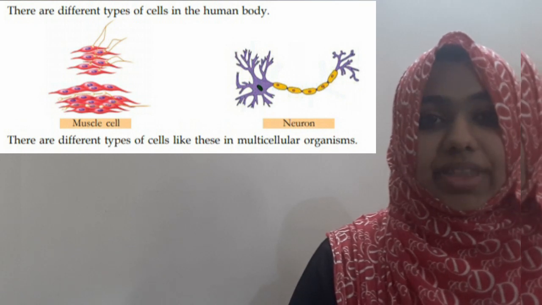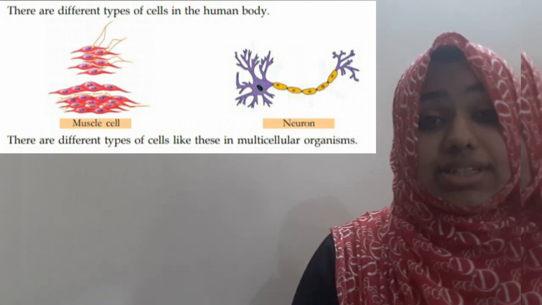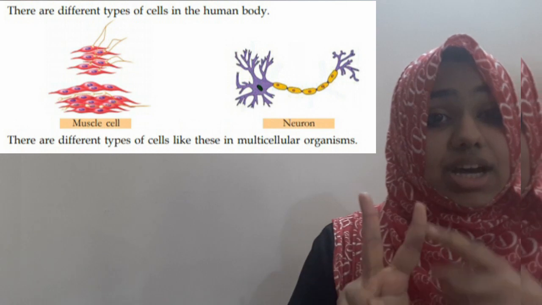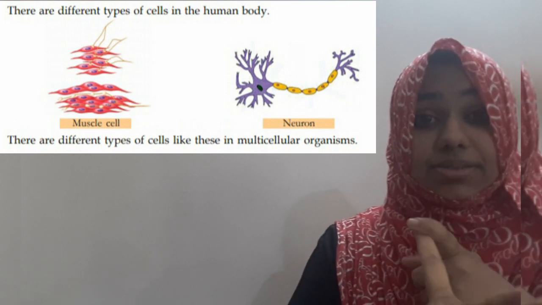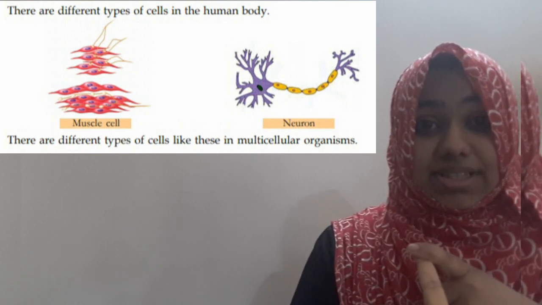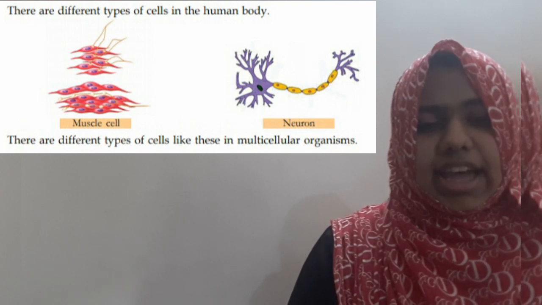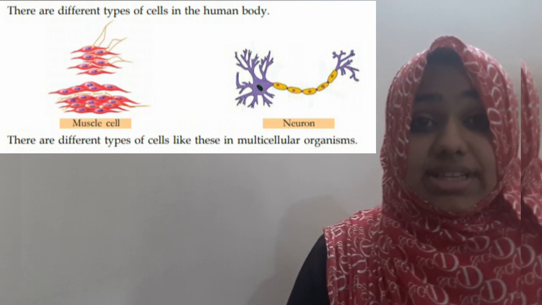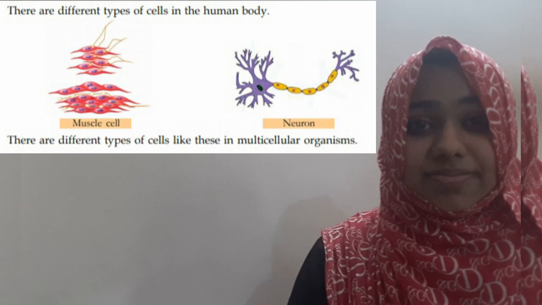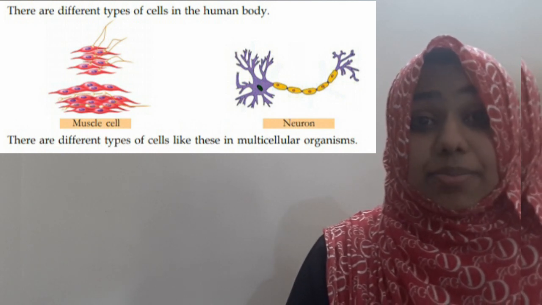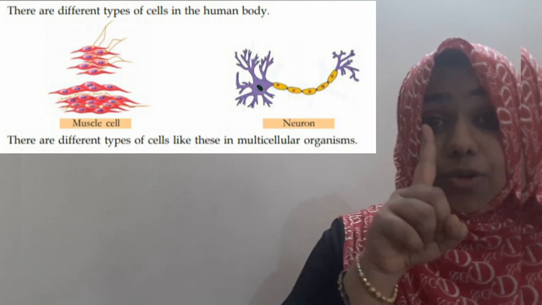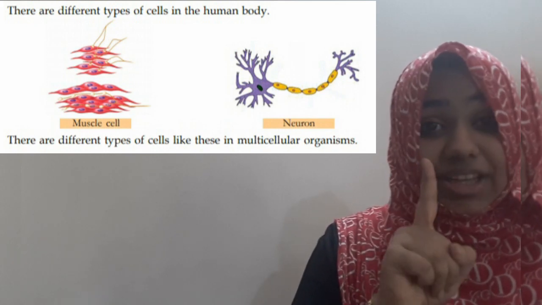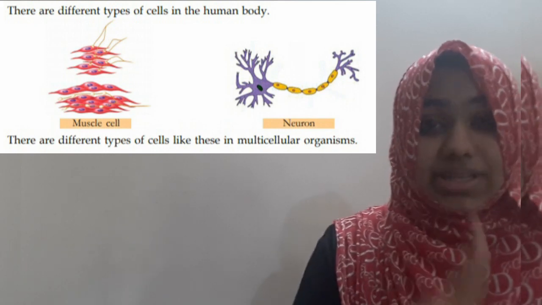Will it be there? What are the types of organisms we learned? There were two types. They were the unicellular and the multicellular organisms, right? And do you think there will be different types of cells in unicellular? No, right? Why? Because unicellular means it is made up of one cell. And that one cell cannot be different. It is just one cell.